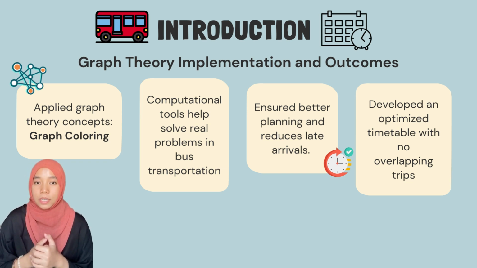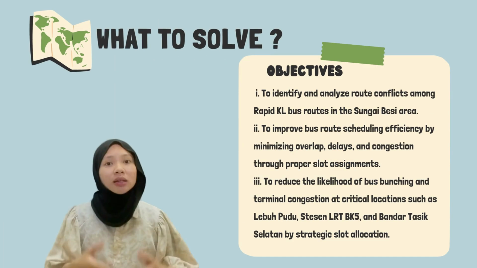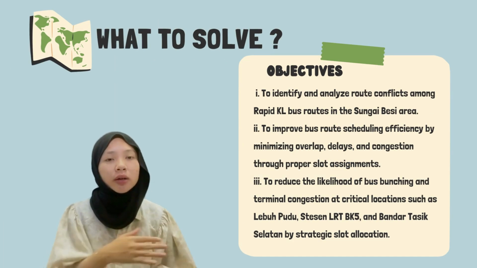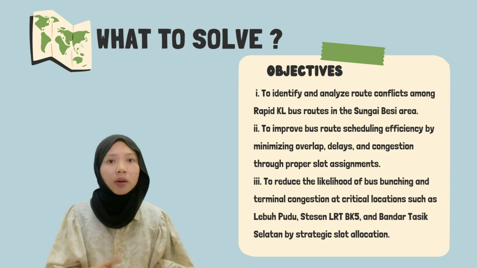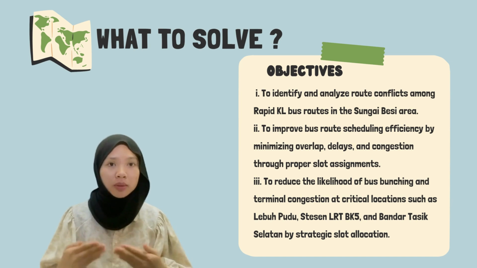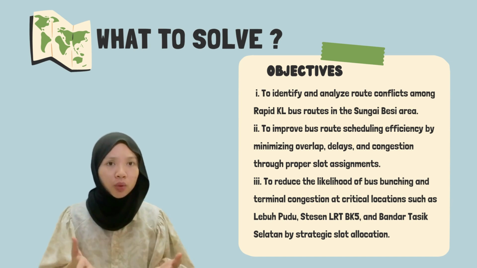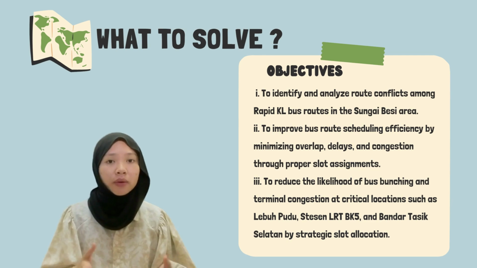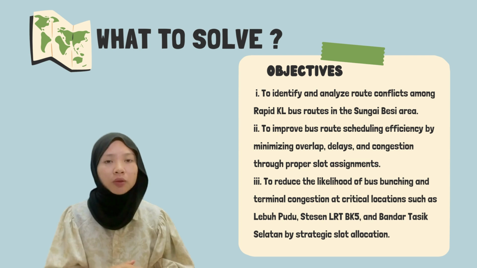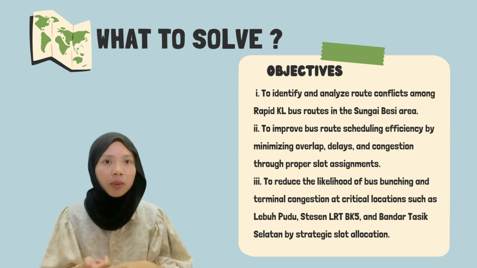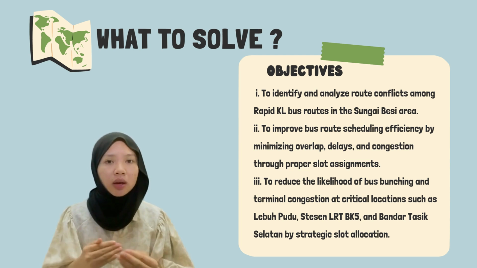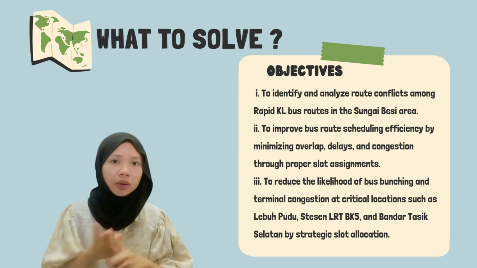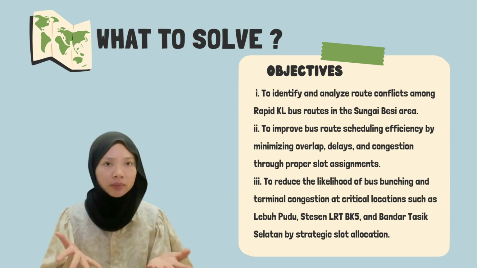real-world problems in transportation. In this project, we focus on addressing some key challenges in the Rapid KL bus system within the Sungai Besi area. Even though there are many bus routes available, commuters often experience issues like delays, bus bunching, and congestion at major terminals. These problems are usually caused by poor scheduling and overlapping routes that are not properly coordinated.